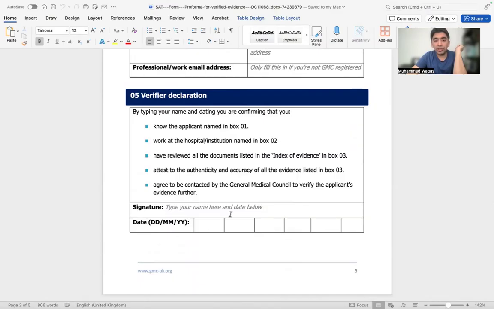Then you attach this performer to your application, upload it in your application, and that will go to the GMC. You need one verifier for one hospital you have worked in. If you have worked in four hospitals, then you need four verifiers. If you have worked only in one hospital, then you need one verifier. So this is about verification and verifiers. The verifier and the referee can or cannot be the same person.